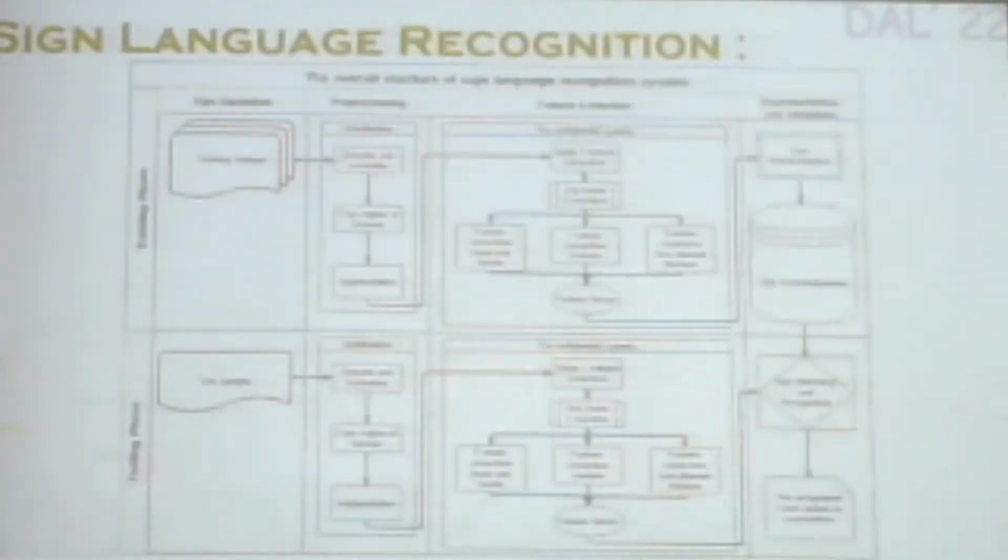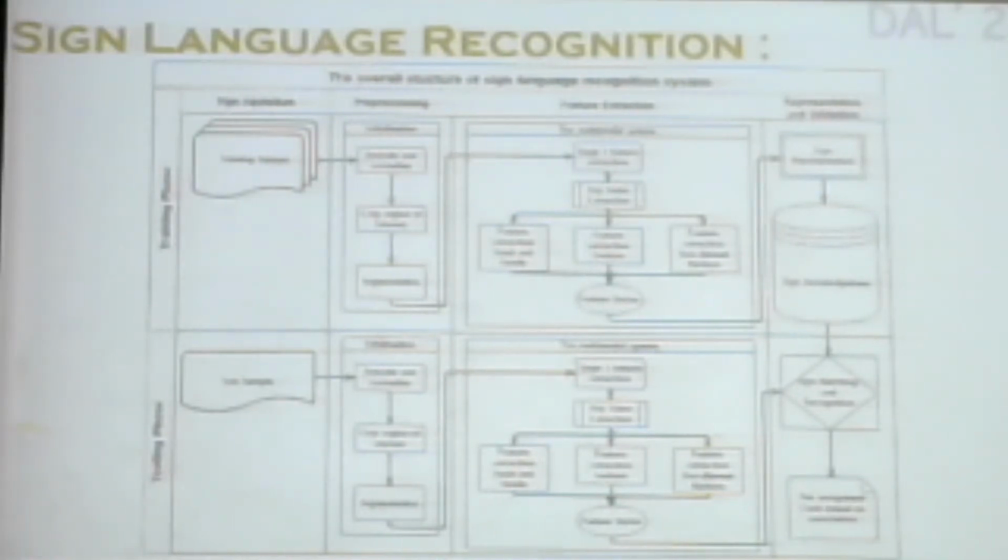In our case, our sign language recognition system has the following block diagram. It includes sign acquisition, then pre-processing stages where you do rescaling, cropping and segmentation, and then feature extraction. The feature extraction is done in stages, and finally validation and recognition.